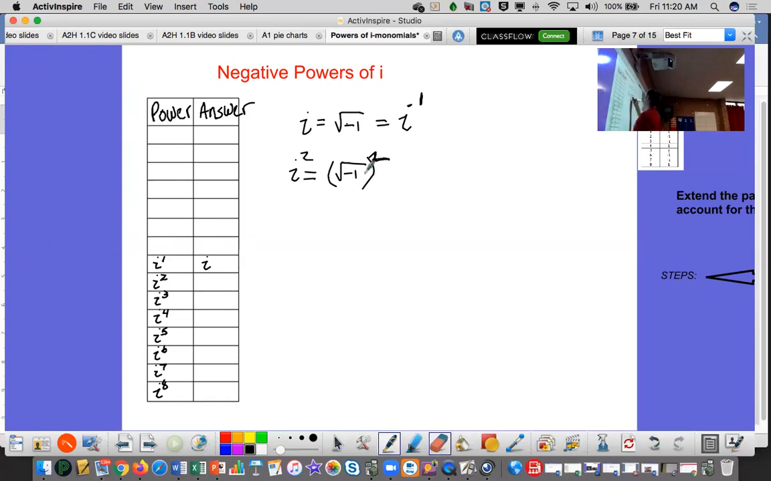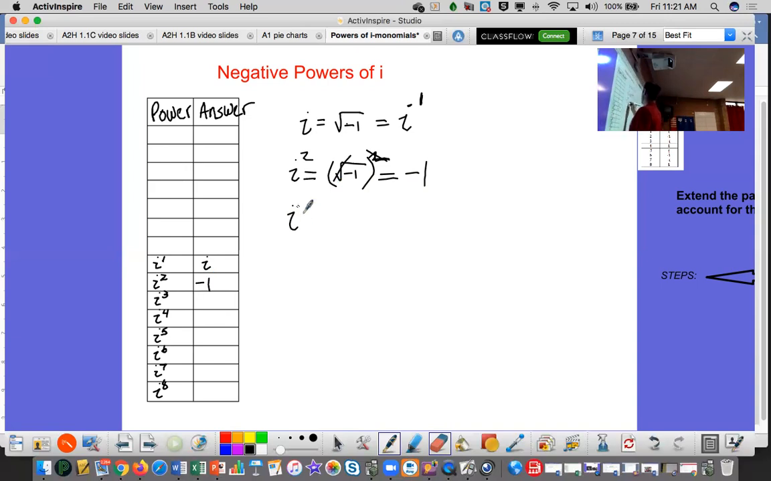So remember what happens when we have a pair of identical factors with a square. This is really saying the square root of -1 times the square root of -1. So that would just equal -1. And a lot of times in math class, you'll hear me say that the square and the root cancel each other out. Specifically in this case, the square cancels the square root. So literally i squared is -1.